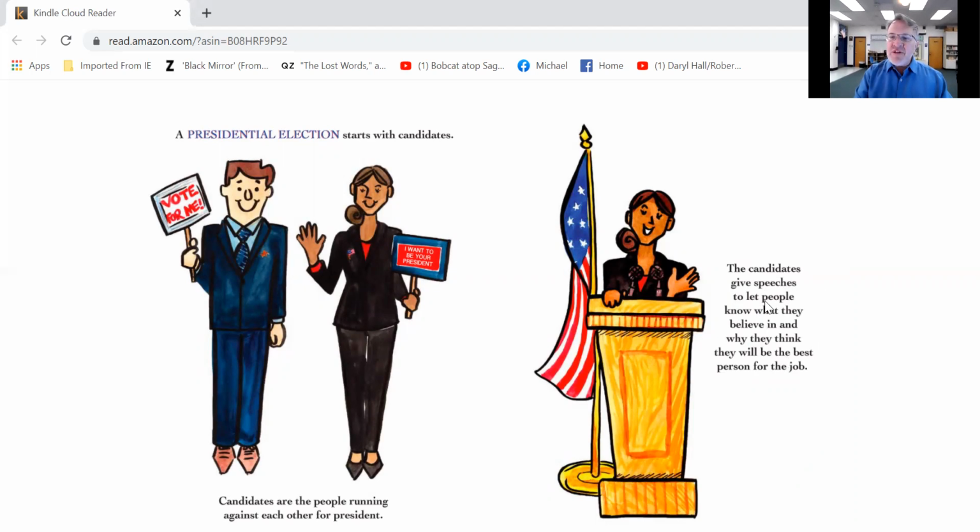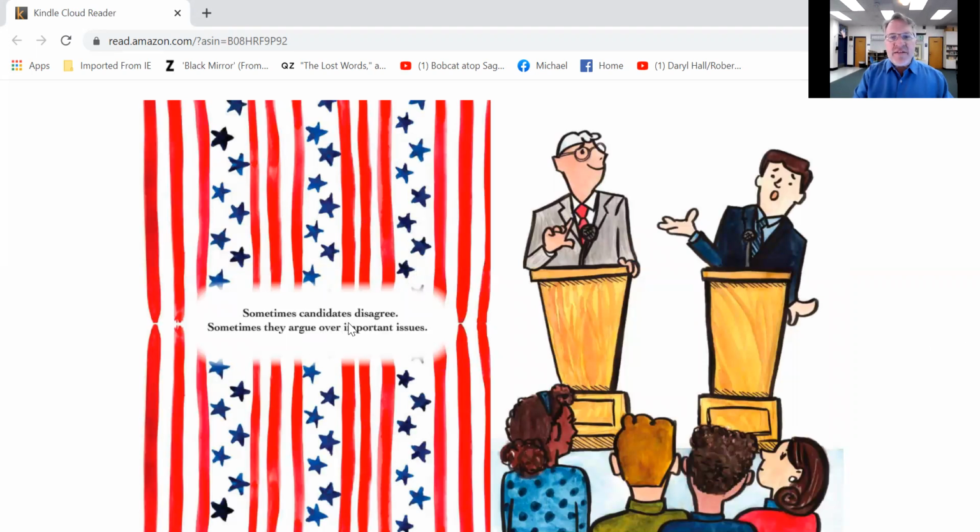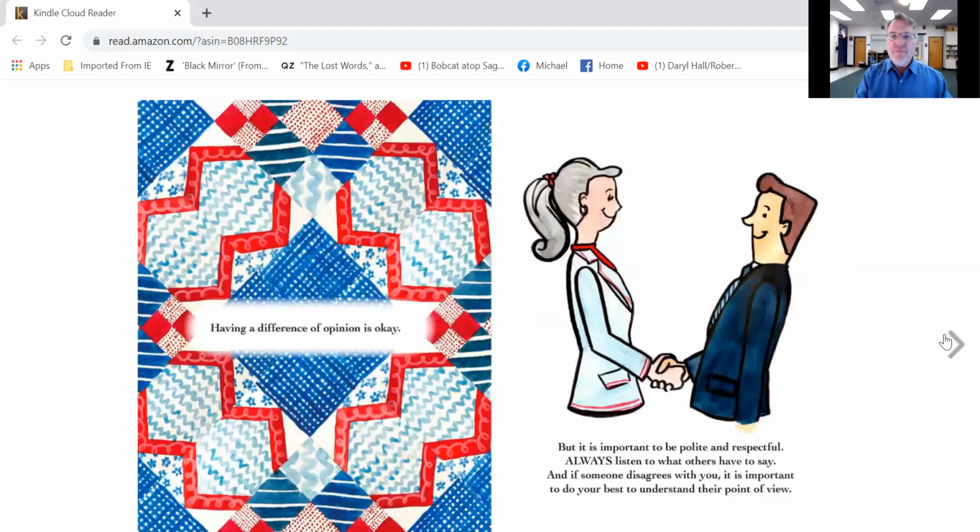Candidates are the people running against each other for president. The candidates give speeches to let people know what they believe in and why they think they will be the best person for the job. Sometimes candidates disagree. Sometimes they argue over important issues. Having a difference of opinion is okay, but it is always important to be polite and respectful. Always listen to what others have to say.